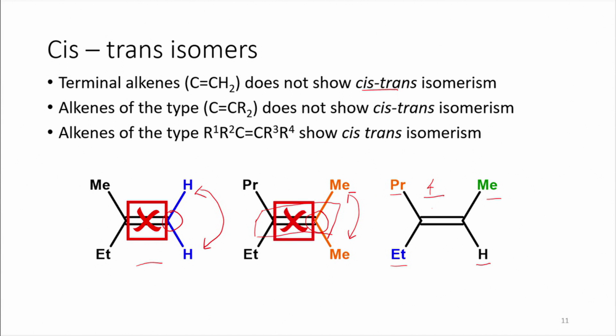Similarly, compounds having Cr2, that means one of the alkene carbon atoms having two same groups, also do not show cis-trans isomerism. But when the four groups or atoms on the adjacent carbon atoms are different, these kinds of compounds show cis-trans isomerism. So, this is the thing you have to remember.